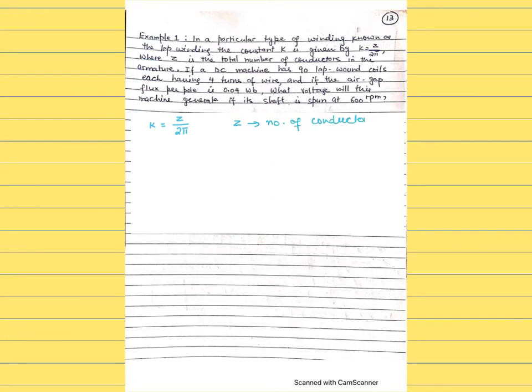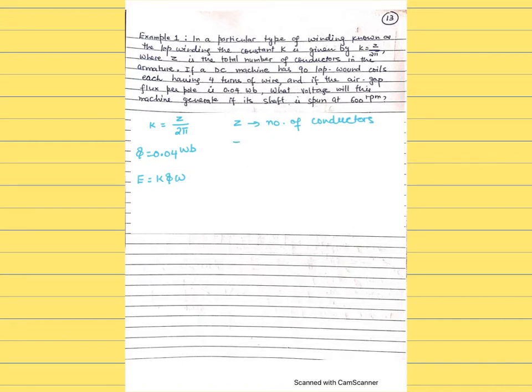So that will help us in finding K. In the armature, of course, if the DC machine has 90 lap wound coils, each having 4 turns, and the air gap flux phi is given as 0.04 Webers, we'll be looking to calculate E. When we're calculating E, it equals K phi omega. So let's make the calculation of K first.